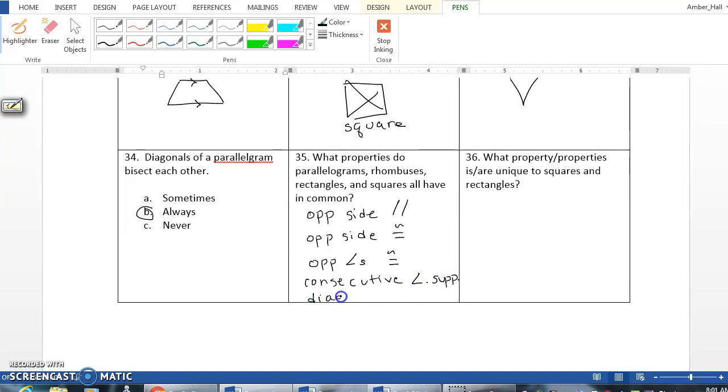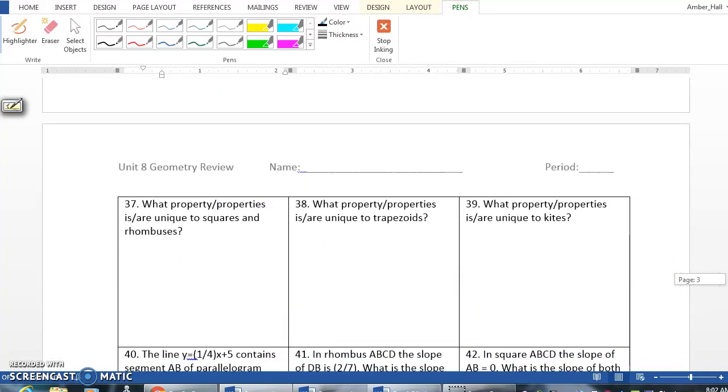And the diagonals bisect each other. These are the 5 properties that all of these shapes share. What properties is or are unique to squares and rectangles? Well, squares and rectangles both have 4 right angles, and their diagonals are congruent. Those are the 2 properties specific to squares and rectangles.